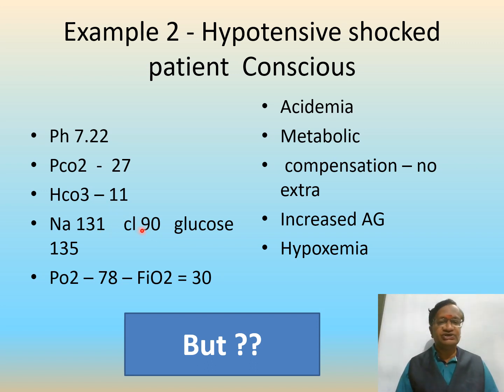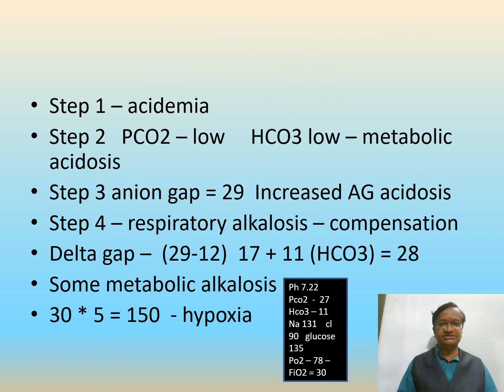90 plus 7, 97. Anion gap is increased. 8 to 11 is the normal anion gap. 131 plus potassium, maybe 4, you take 135. Here you take 90 plus 7, 97, minus... 135 minus 101 is 34. See here, what is the normal? 8 to 11. So increased anion gap, metabolic acidemia with ideal respiratory compensation. There are no other mixed respiratory disorders. Step 1 acidemia, PCO2 is low, metabolic acidosis, increased anion gap acidosis.